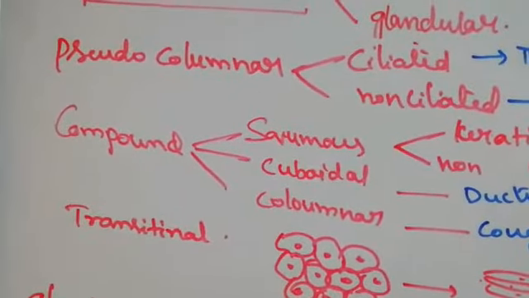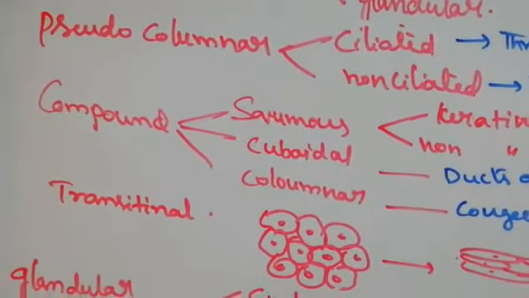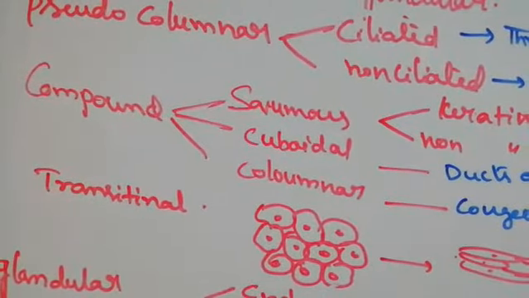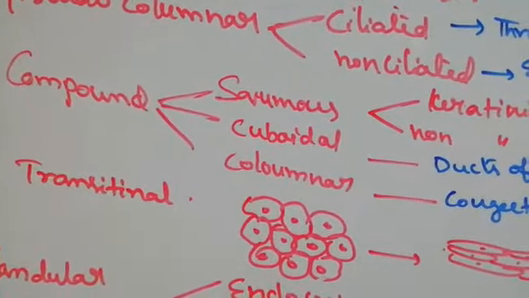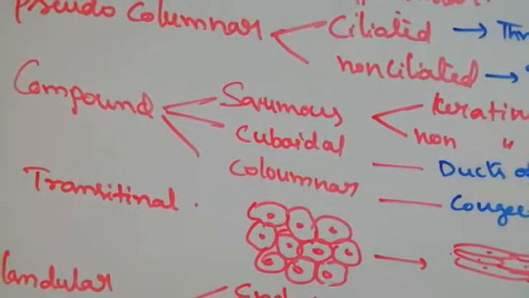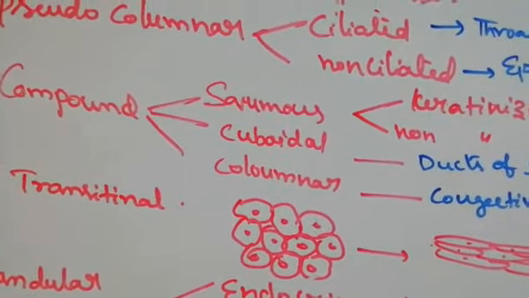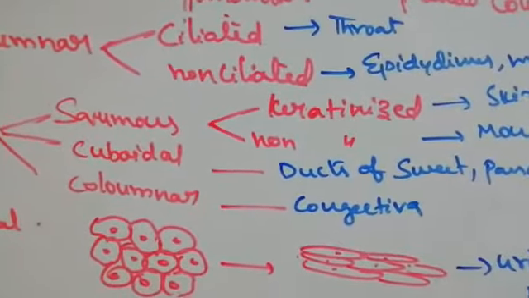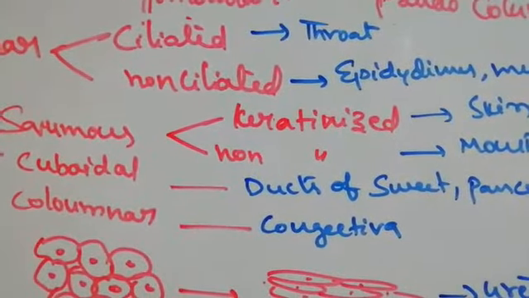Next type of epithelial tissue is called the pseudostratified columnar epithelial. Pseudo means false. So here there is an irregular arrangement of the nucleus in the cells. It appears like a multicellular layer. That's why it is called the pseudostratified columnar epithelial. It is divided into two types: ciliated and non-ciliated.